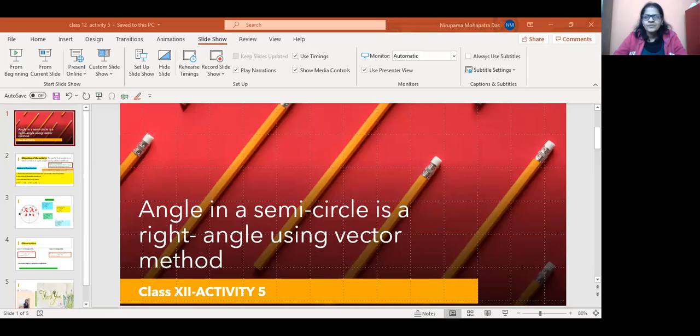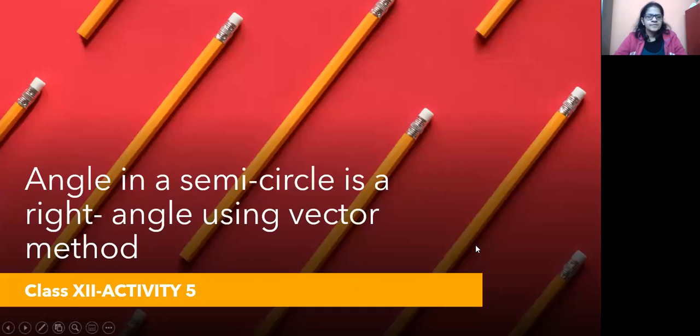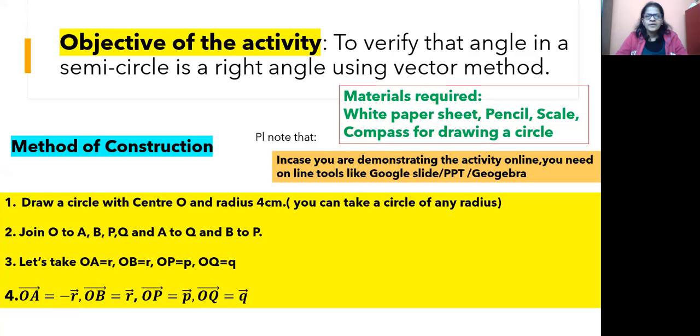Which activity are we going to take? So this is the activity we are going to start. To verify, to demonstrate that an angle in a semicircle is a right angle using vector method. Okay, so this is your activity number 5. Let's begin it. The objective of today's activity, just let me switch off the video panel.